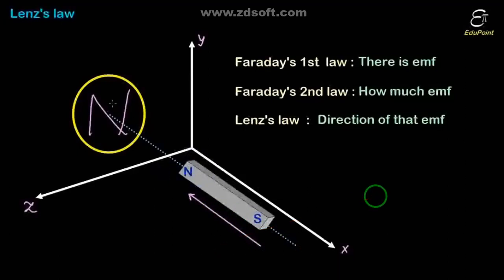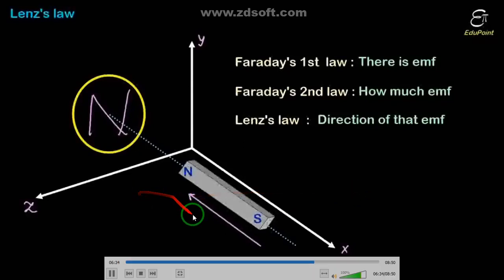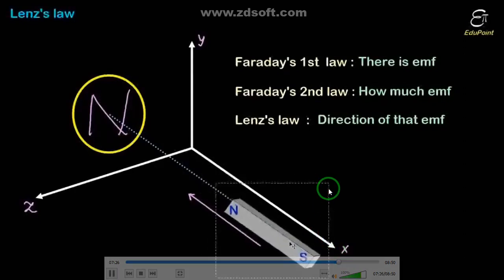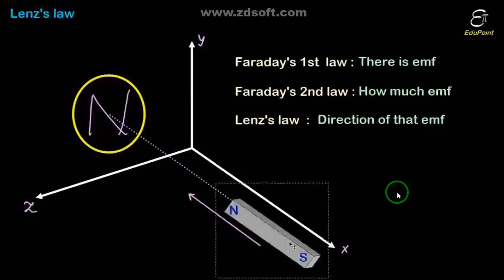See here what happens. Due to the opposition, this north pole is repelled again, and it will move outwards from the circuit. So initially we are moving the magnet towards the circuit, and when we move it towards the circuit, it will repel the north pole. Then the circuit will automatically repel the magnet, and the magnet will come out of the circuit.